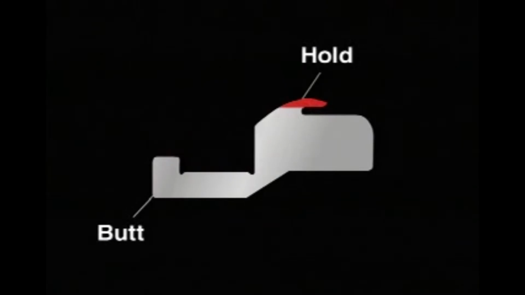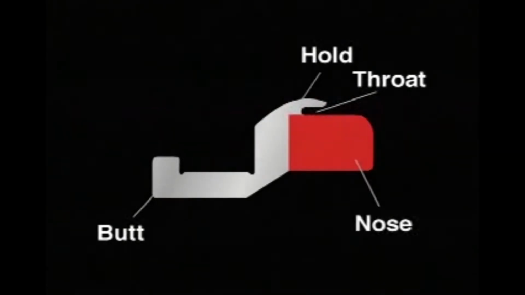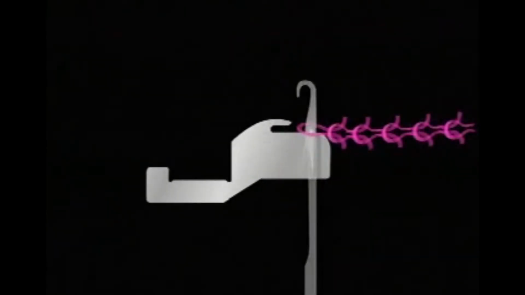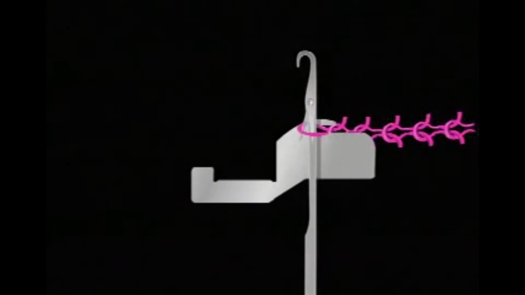It has a hold, a throat, and a nose. As the needle goes up, the sinker moves in to catch the fabric in its throat. Since the fabric can't go up with the rising needle, the old loop now clears the latch.